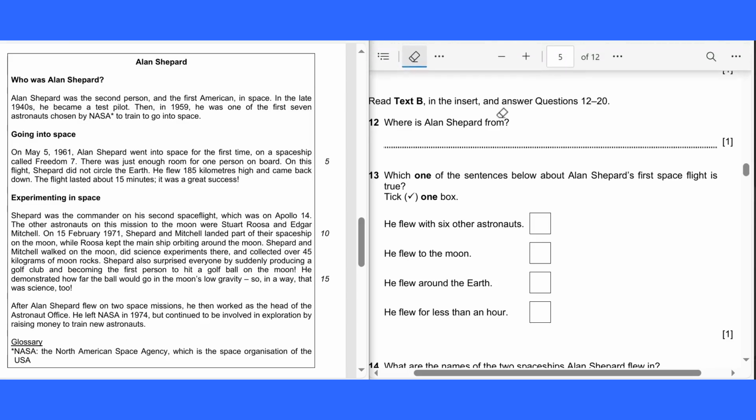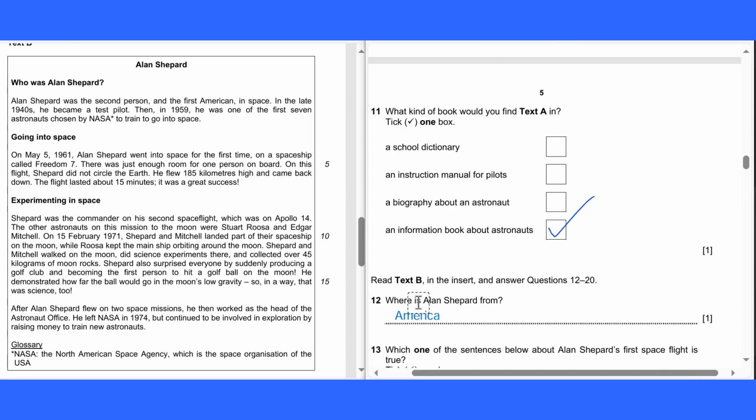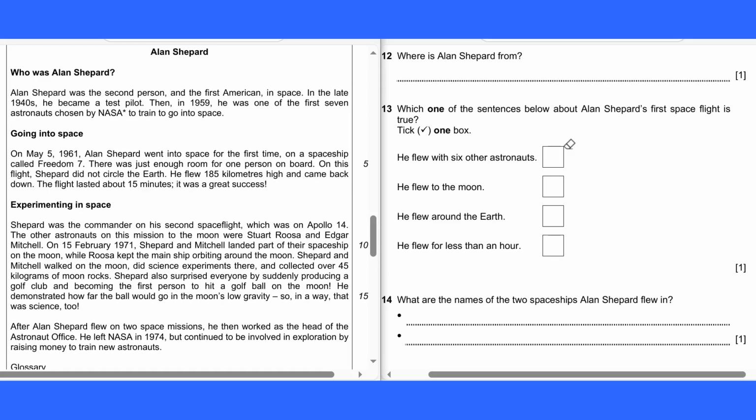Okay guys, let's see question 12. Where is Alan Shepard from? 10 seconds from now. Okay. Alright, let's reveal the answer, guys. So, America would be the correct answer. Let's move on. Now we are in question 13.